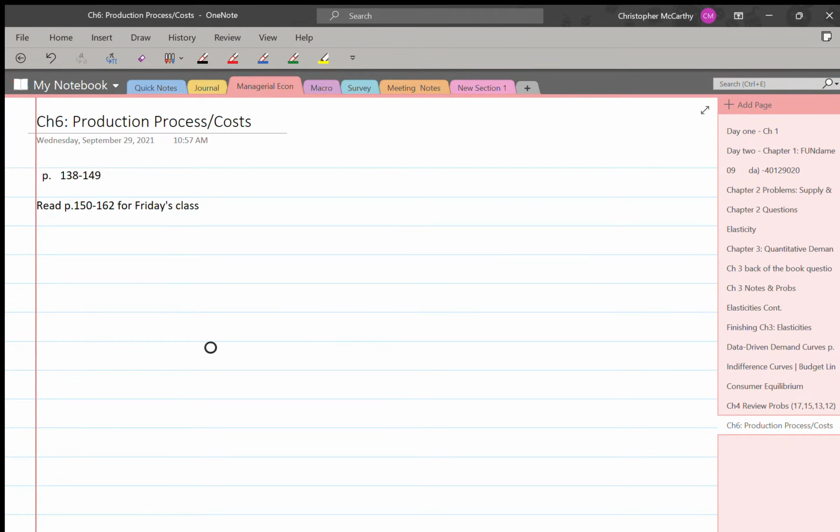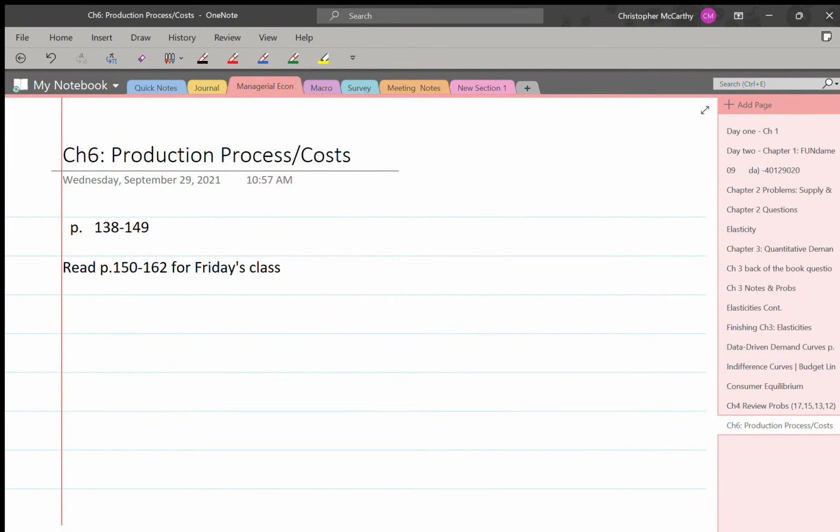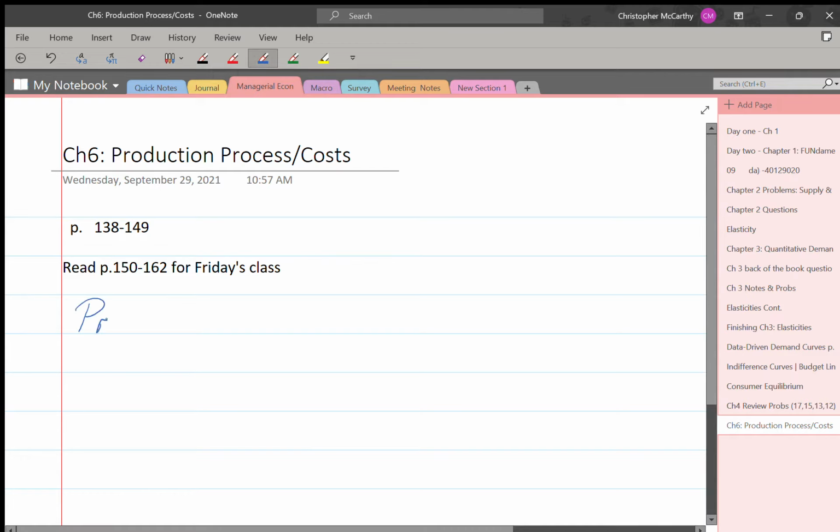All right, so let's jump right in. Chapter 6 is all about production processes and production costs. What do we mean by that? Essentially, when we go out in the real world, we're going to have some sort of production process. The book talks about an engineering relation, and so they define a production function.